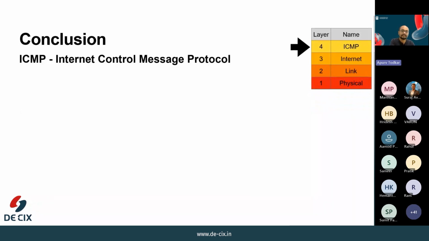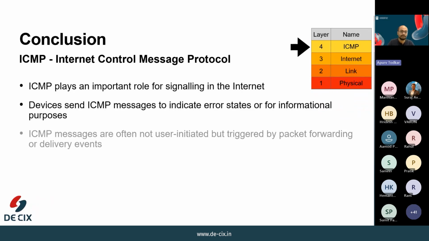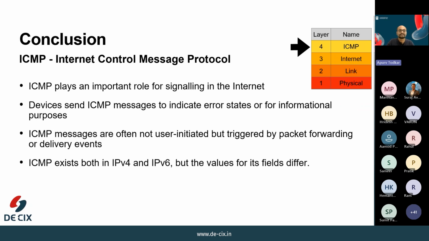What is the basic functionality of ICMP that I wanted to tell you? We want to conclude on a few points related to ICMP, and that is that ICMP is the Internet Control Message Protocol, which plays a vital role in network signaling. It is used to communicate errors, exceptional conditions, and some other important network information.